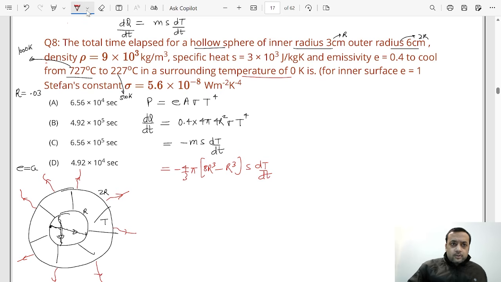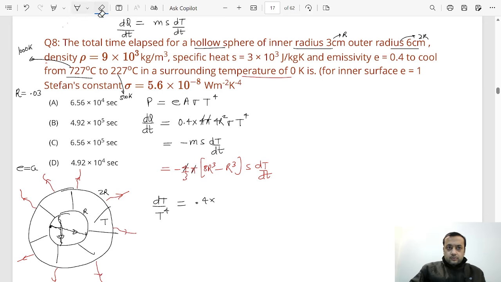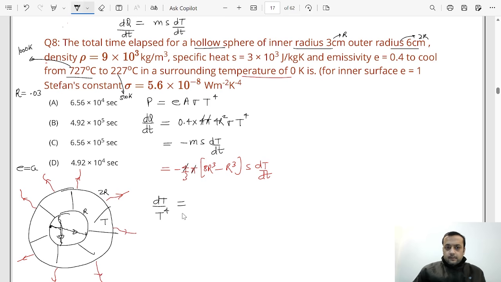Okay, so now look, what is the expression we are getting? So look, dT upon T to the power 4, dT upon T to the power 4. In this question you have to be careful with the calculation. It is equal to, now, 0.4 into 4 pi. In fact, you can cancel this 4 pi. So this 4 pi we are cancelling. So again, let me write, this minus also I can take on the LHS. So 0.4 into 4r square.